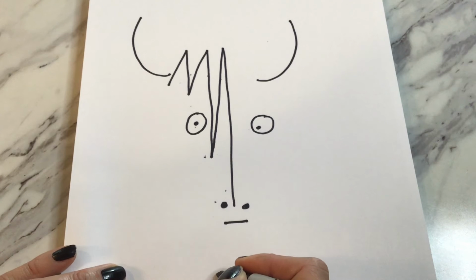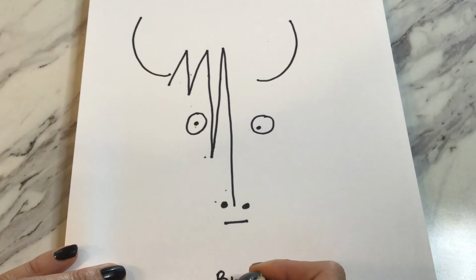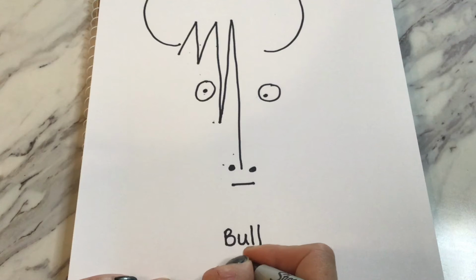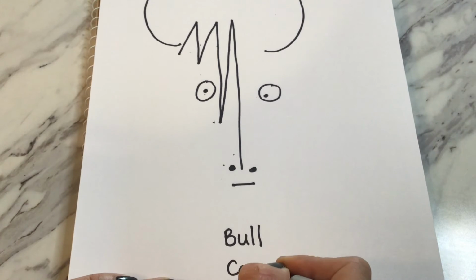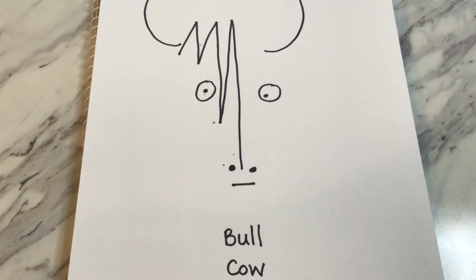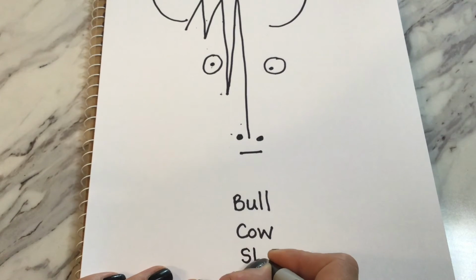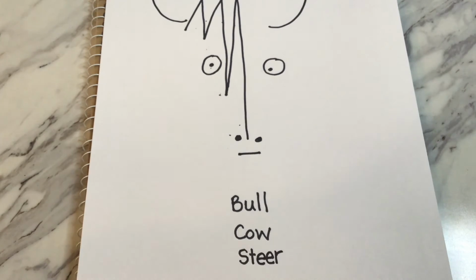We're going to write the word. This is a bull, B-U-L-L, or could be referred to as a cow, C-O-W, or a steer, S-T-E-E-R. Okay, so we're starting out simple, and now let's move on to another one.